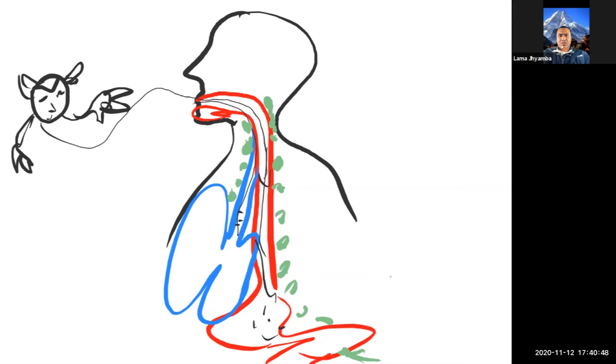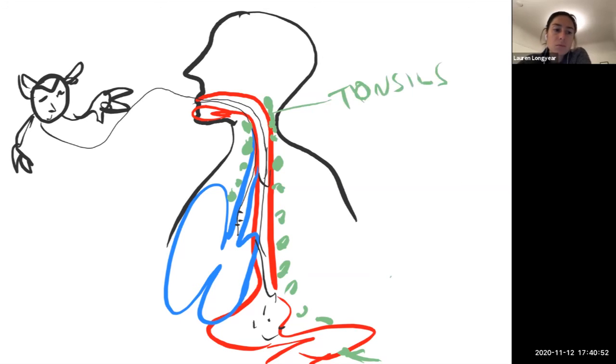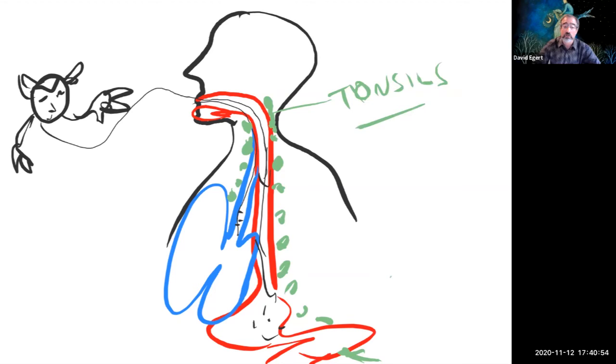Thymus gland. Tonsils. Tonsils are just lymphatic tissue. So this dude's coming in. "All right, I'm ready to cause some trouble here." And the white blood cell says, "Not so fast, you little pathogen, you."